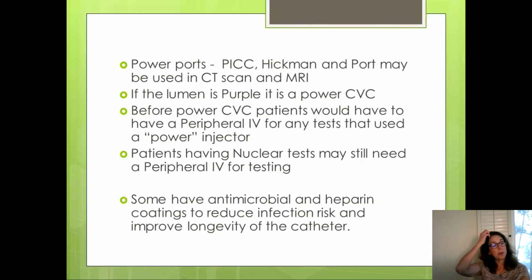So ports will only be a single lumen chest port and will be marked with a tag on the needle to state it's a power port usually, if that's the type of port it is. That's just like a little overview there.